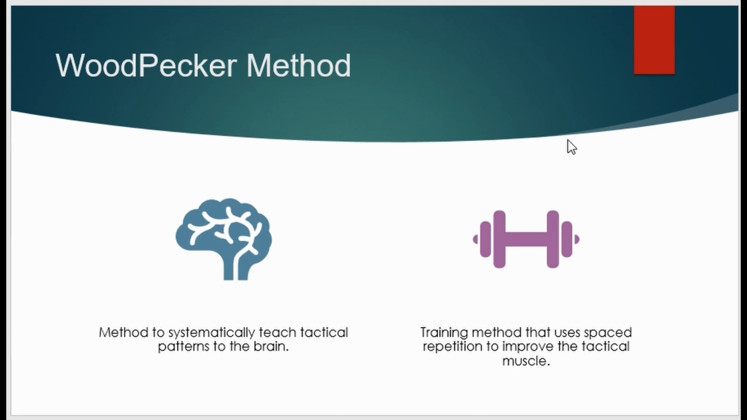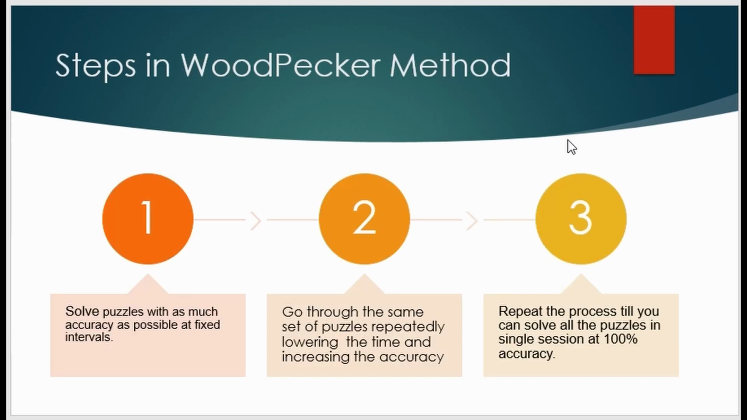If you want to associate the Woodpecker method with two words, I would say it is systematic and repetitive. It is a systematic and repetitive way of feeding tactical patterns to the brain. Now, what are the steps involved in the Woodpecker method? Firstly, we work in iterations. We cannot give specific iterations. It depends again on the age, ability, etc. It can be anywhere, say, between 3 to 8 iterations. But at the end of the process, we need to ensure that the patterns are recognized correctly.